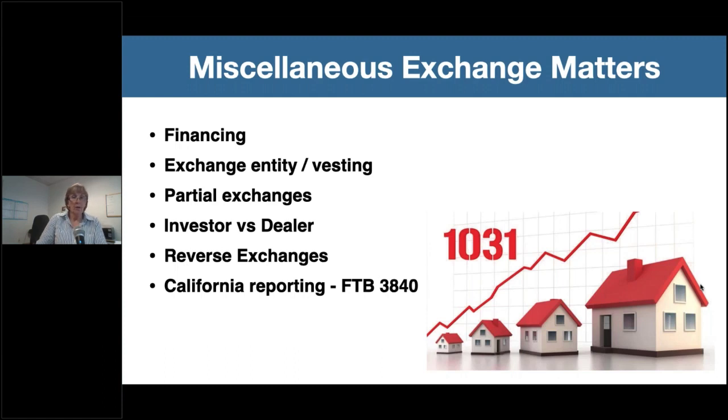And the other component, it's been around since 2014. I still like to bring it up because investors who are selling out of California, selling from California and investing in other states, there is a mandated reporting. It's the FTB 3840. That means you've deferred tax to the state of California.